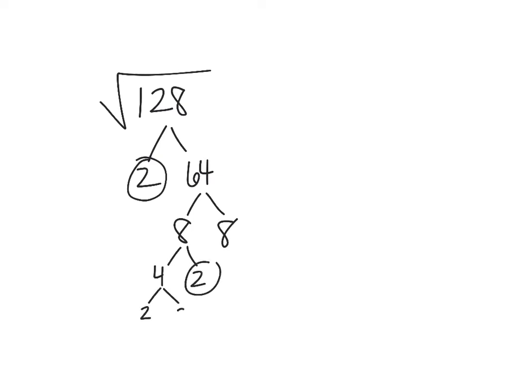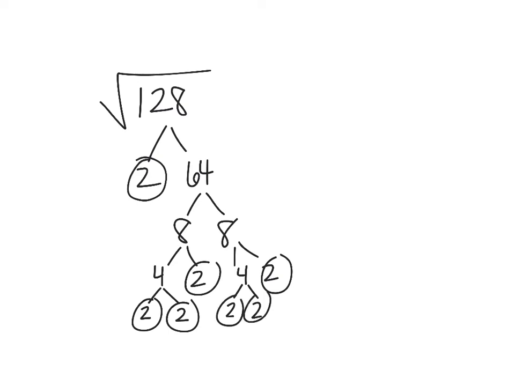4 is 2 times 2. Those are prime numbers. 8 over here is 4 times 2. Prime number. 4 is 2 times 2. Prime number. So 128 is the same as actually saying I count 1, 2, 3, 4, 5, 6, 7 2s. 2 times 2 times 2, 7 of these.